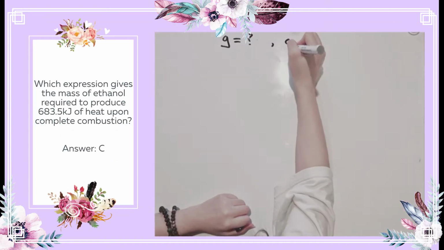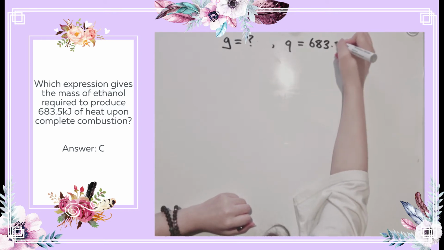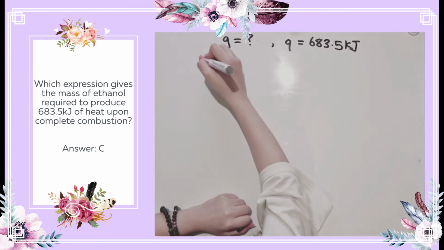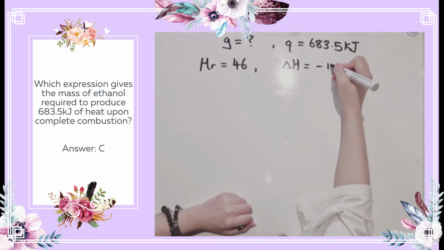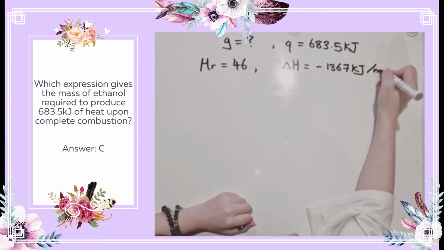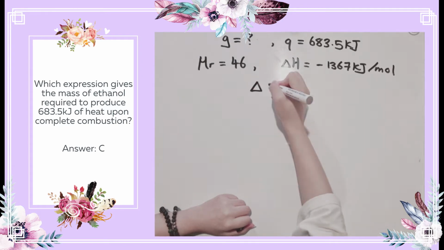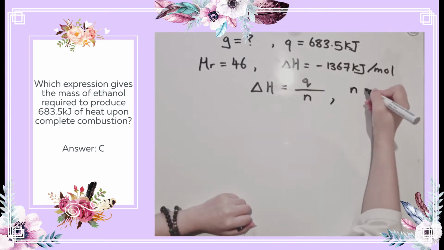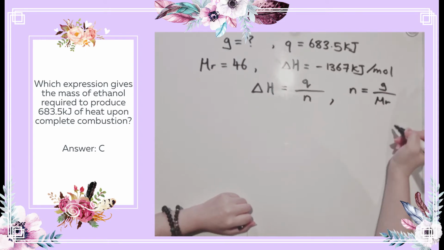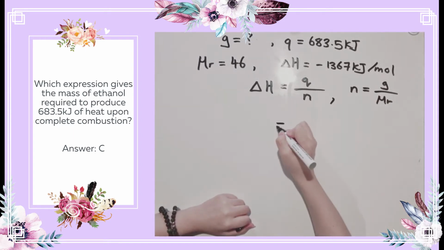So for this question, we're asked to find the expression for the mass. We're given the Q, the heat, Mr, molecular weight, and delta H, the enthalpy change. We know that delta H is equal to heat over number of moles, and we also know that mole is equal to gram divided by molecular mass.